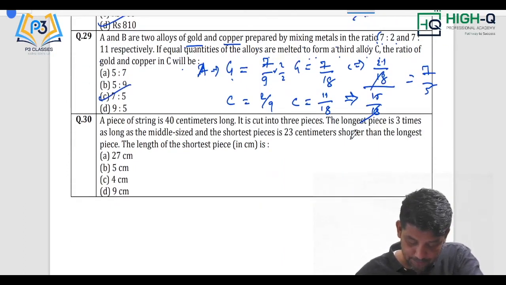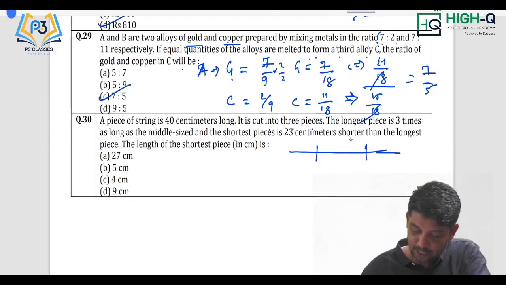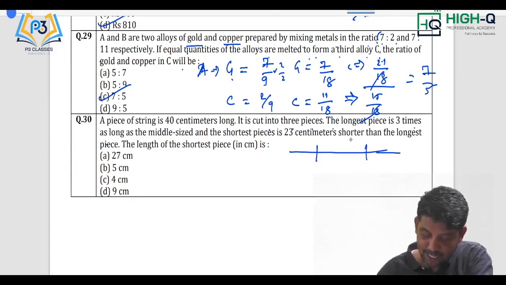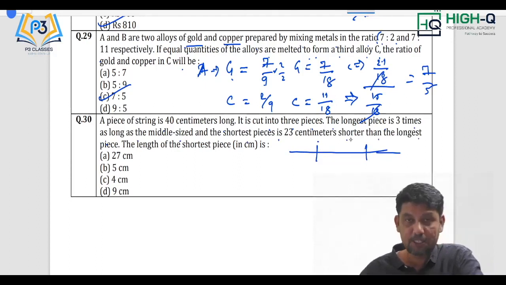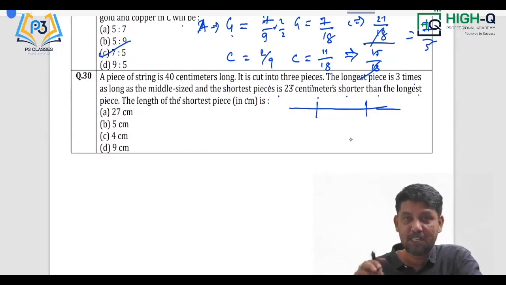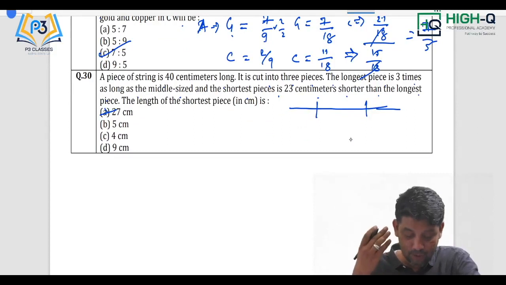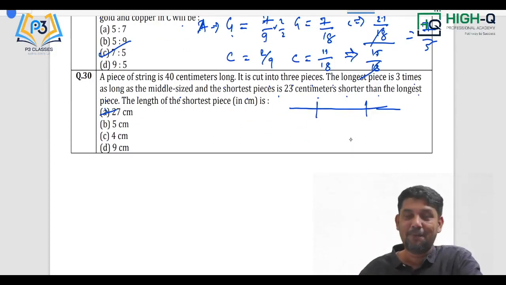Now next one. A piece of string 40 centimeters long is cut into 3 pieces. The longest piece is 3 times as long as the middle size and the shortest piece is 23 centimeters shorter than the longest piece. Find the length of the shortest piece. Best method, trial and error method. Don't take 27 centimeter, because the total is 40 centimeter. Shortest cannot be 27 centimeter.